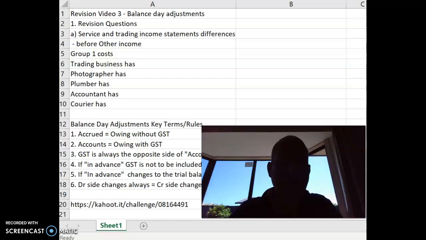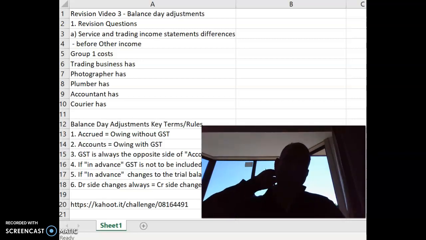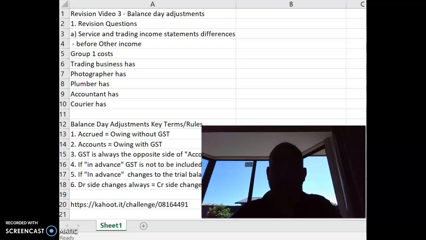Today's session's around balance day adjustments. We're looking at the first 6 out of the 12 that you need to do, and really today's about recognition of those balance day adjustments. They're key if you want to get excellence and merit marks. Even just to pass is pretty key to have these ones. So just a revision to start off with.